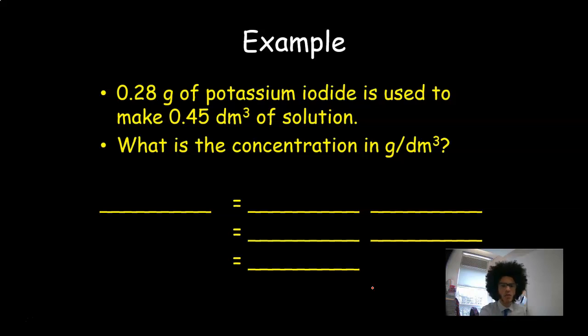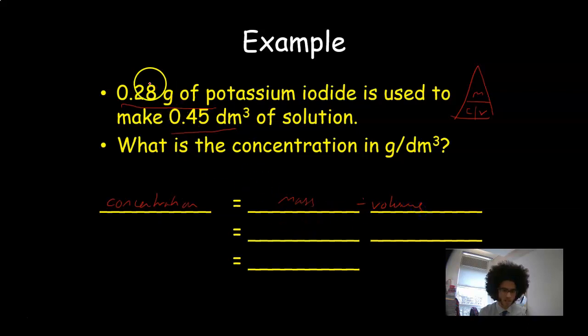Let's say we've got a solution where 0.28 grams of potassium iodide is used to make 0.45 decimeter cubed of solution. What's the concentration? First thing I do is work out my equation triangle. I've got mass at the top, concentration here, and volume there. I'm trying to work out concentration, so it's mass divided by volume. So concentration equals mass divided by volume.